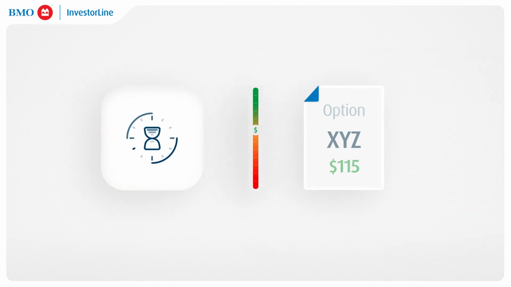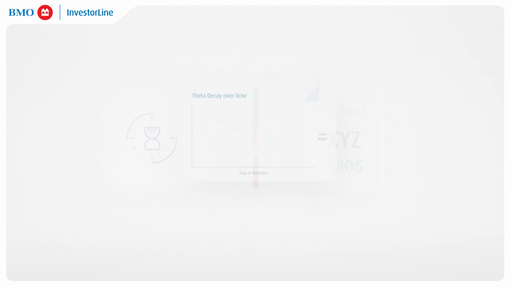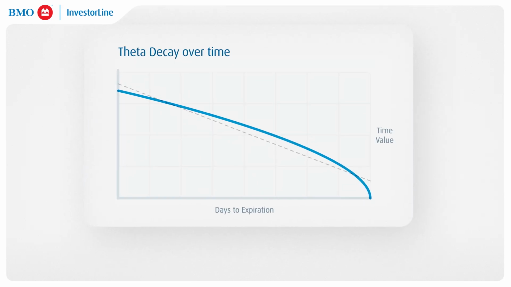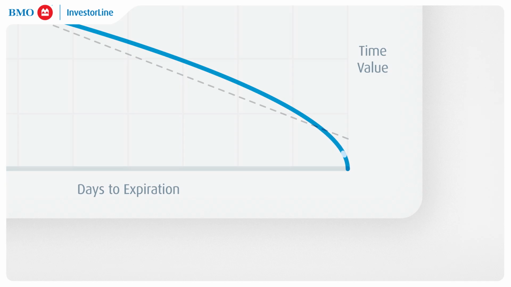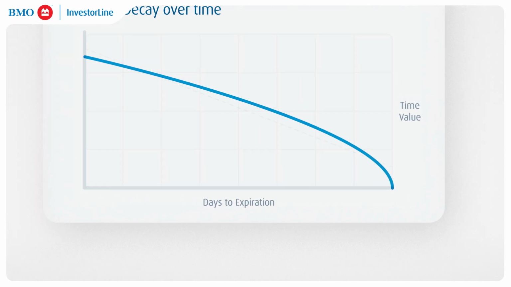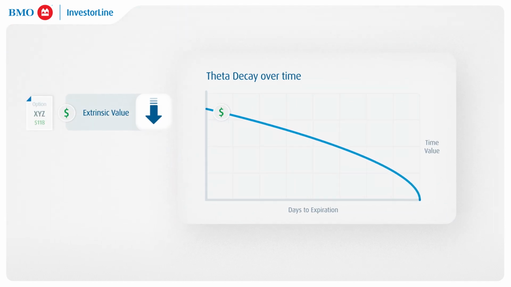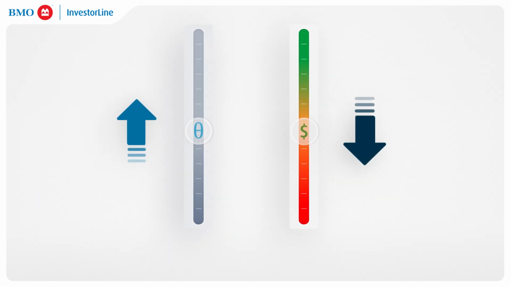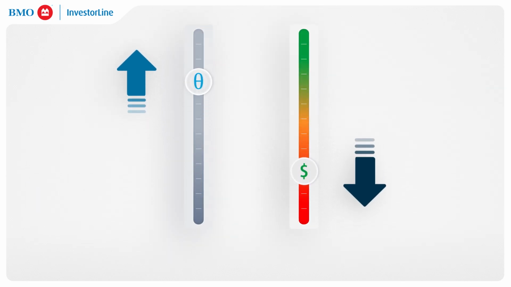Options lose value due to time decay, but this does not occur in a linear fashion. If you look at the graph, you will notice that time decay accelerates as the option approaches its expiration date. This happens because the option begins to rapidly lose its extrinsic value component. The higher the theta value, the faster the option's value will deplete.